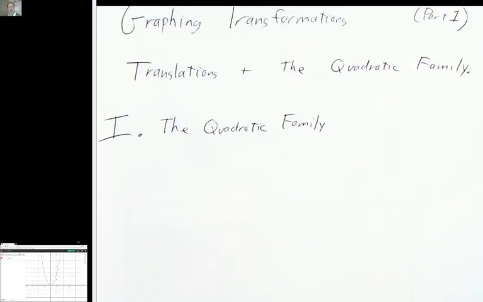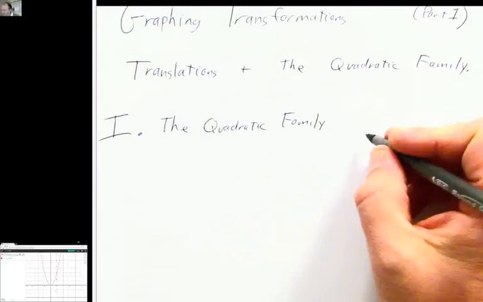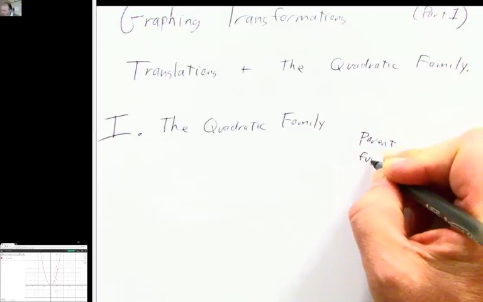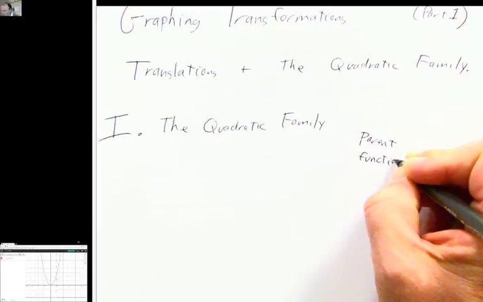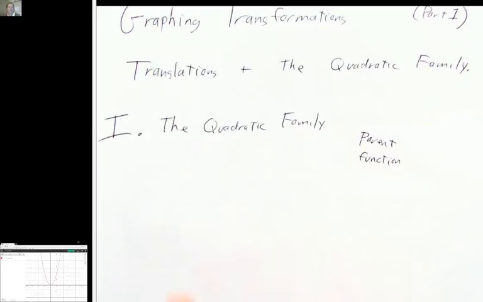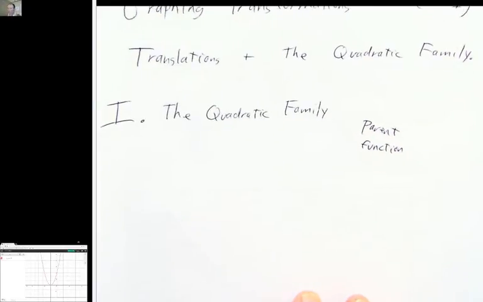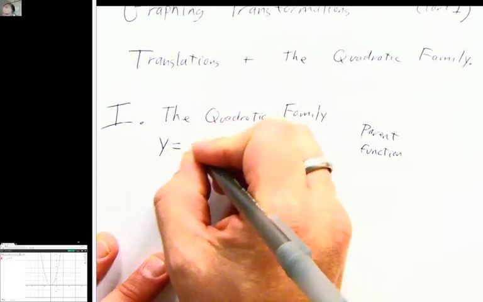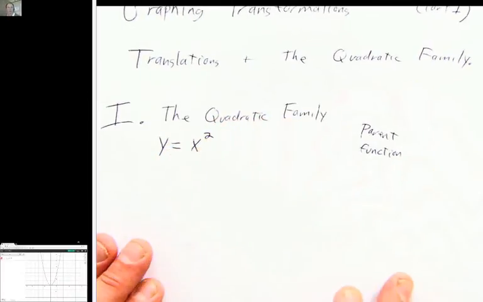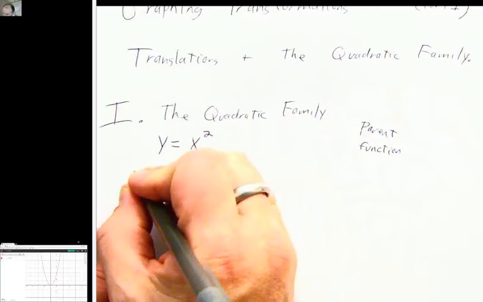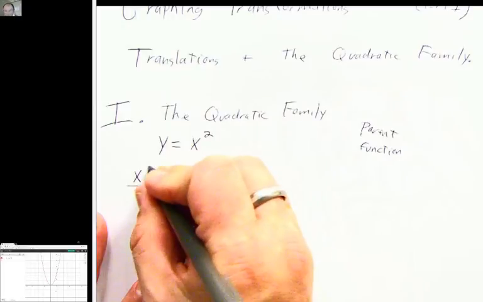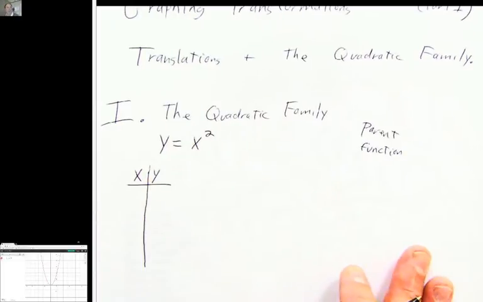We're going to have a lot of parent functions this particular year, and each parent function we usually refer to as a family. So our first parent function is the quadratic. The parent function is y equals x squared, and if you just did a quick graph of it, it looks like, I think of it as, the letter U.